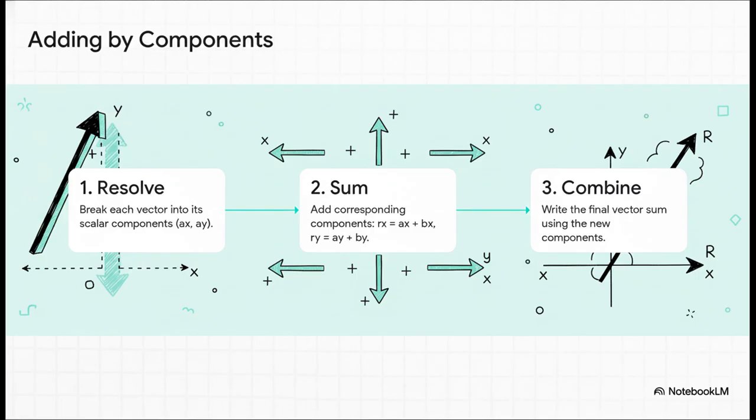So why on earth did we go through all that trouble? Because of this. It makes adding vectors ridiculously easy. We've turned a tricky geometry problem into simple arithmetic. The process is always the same. Step 1, break every single vector down into its x and y components. Step 2, add up all the x parts, and then, separately, add up all the y parts. And that's it. You're done. You now have the x and y components of your final answer.